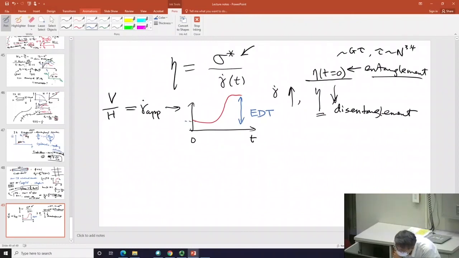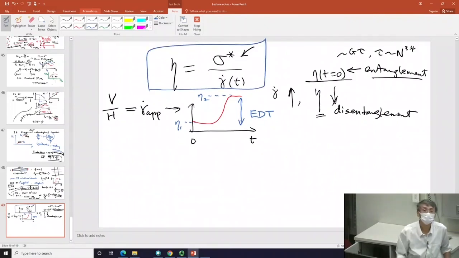This corresponds to high viscosity, this corresponds to a lower viscosity because of this formula. And we blame the viscosity as due to entanglement. I know this concept is all kind of fuzzy because we're talking about steady state. This is why the steady state concept was important. But in any case, the viscosity drops.